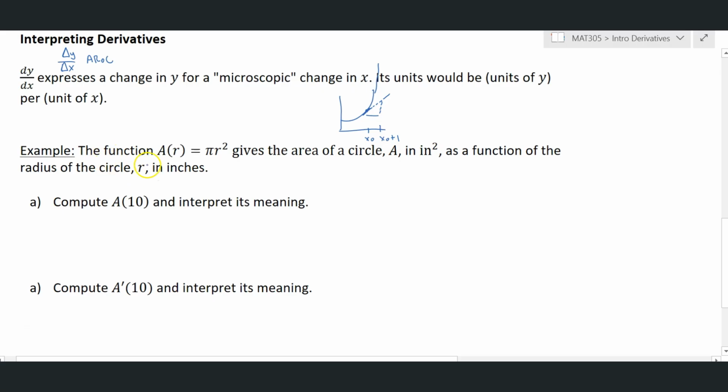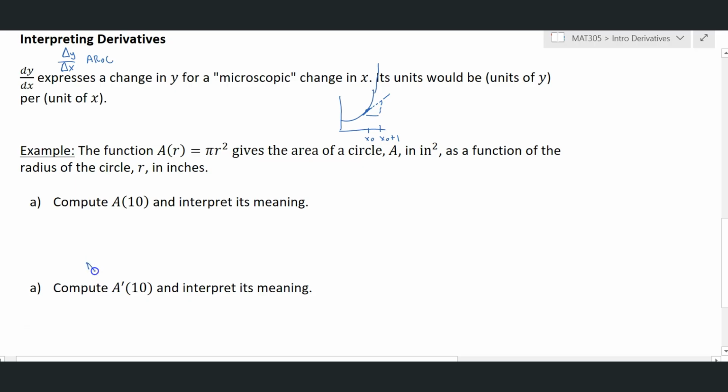So here is a sample function, so we can get our senses about this. The function A of r equals pi r squared. It gives the area of a circle, A in square inches, as a function of the radius of the circle r, which is in inches. So first of all, we can think about what the function outputs given a value of r, in this case, a radius of 10 inches.